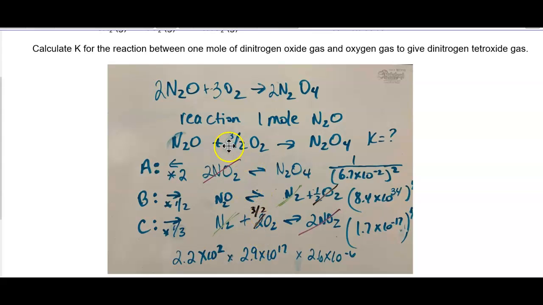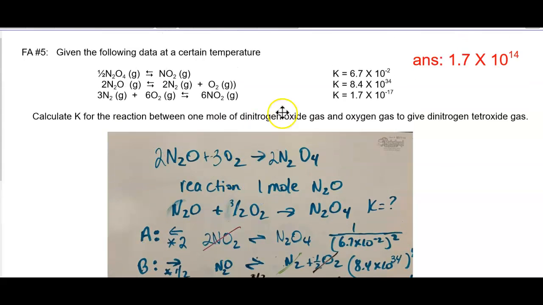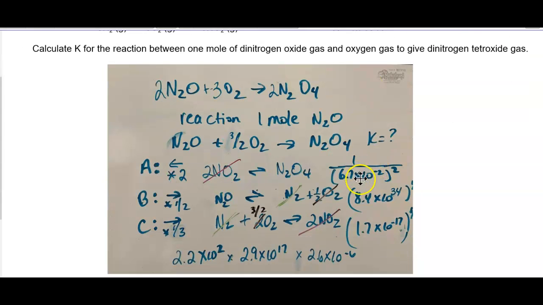And then I'm going to make sure that I have what I needed. And so I check here, yes, I have left on the reactant side N2O and 3/2 oxygen, and on the product side I have left N2O4. So now I'm going to apply the rules to my K's, because I'll reverse this, and I know this is the value of my A. I'm going to put it under 1 and raise it to the 2 because I reversed it. That's why it's under 1. It's multiplied by 2, so I raise K to the 2 power.